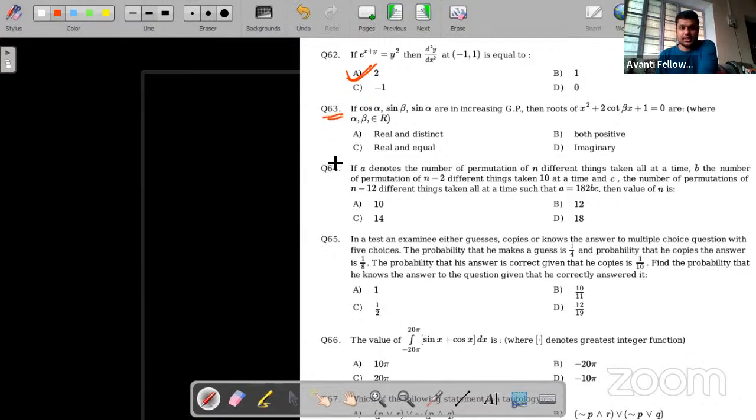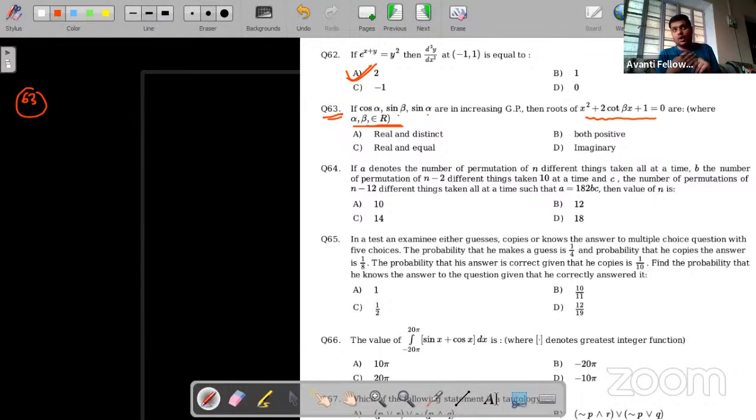Question number 63 says: let cos alpha, sin beta, and sin alpha be in increasing GP. Then find the roots of x square plus 2 cos beta x plus 1 equals 0, where alpha and beta both are real numbers. Okay, so now we'll try again so that there is no lagging. I'm going to solve here. So 63, these three terms are in increasing GP. Increasing GP means every next term will be more than the previous term, right?